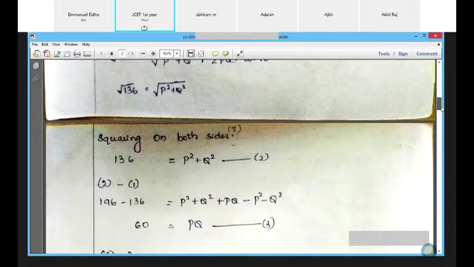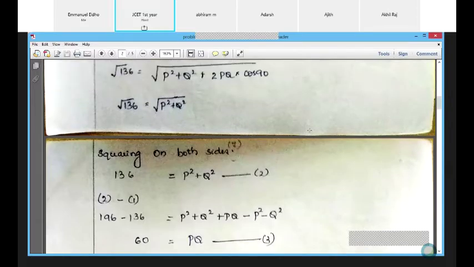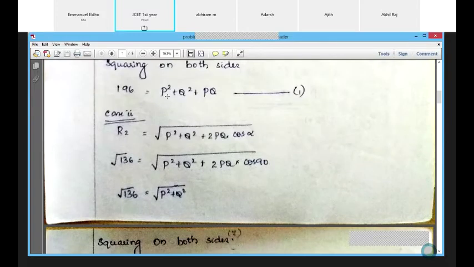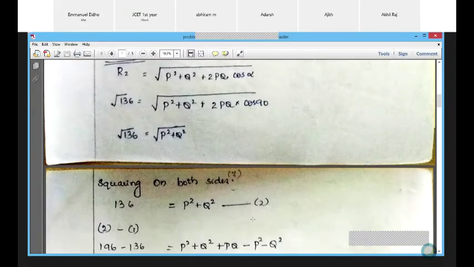Let us square this also to remove the root. Squaring on both sides, you will get P square plus Q square is equal to 136, which is equation 2. Now consider the first two equations. Equation 1: P square plus Q square plus PQ is equal to 196. Then in equation 2 we have 136 is equal to P square plus Q square.